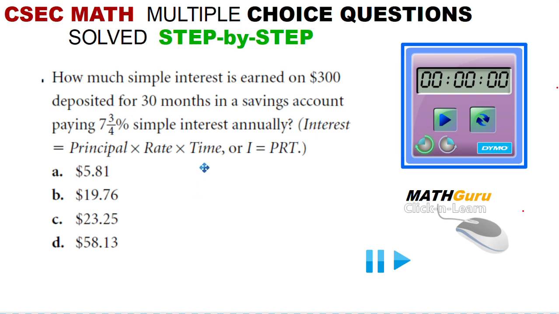Here's another example of a multiple choice question. How much is earned on $300 deposited for 30 months in a savings account, paying 7.75% simple interest annually? The formula: interest is equal to principal multiplied by rate multiplied by time, or I is equal to PRT. So with this formula, you should be able to solve this. Take out your pen and paper and do the calculation. You have 1 minute.